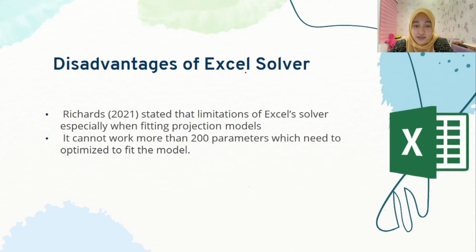Disadvantages of Excel Solver. Richard 2021 stated that a limitation of Excel Solver, especially when fitting projection models, is that it cannot work with more than 200 parameters which need to be optimized to fit the model.